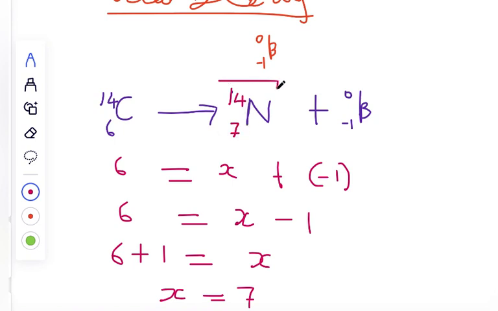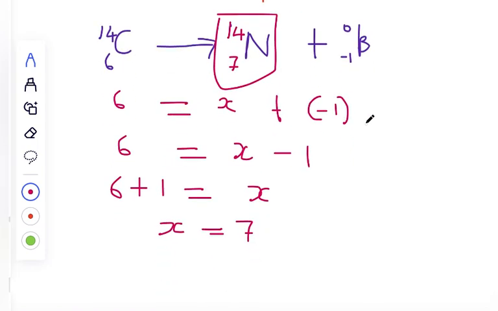So it now produces a nitrogen atom. When carbon 14 undergoes a radioactive decay, it produces a nitrogen nucleus. So this is an example of a beta decay.